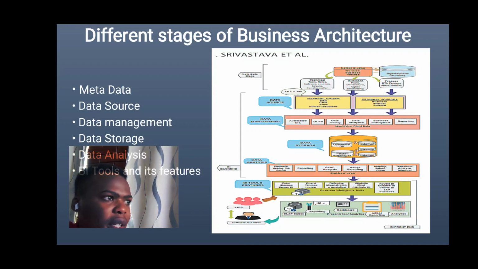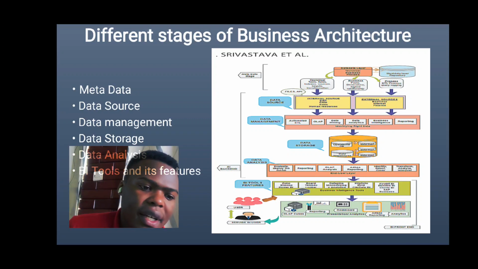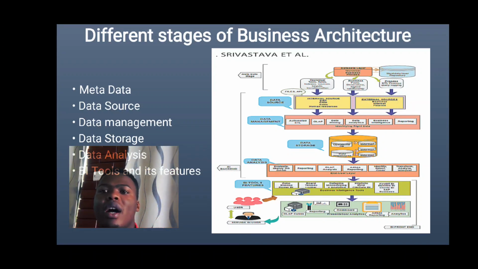And then we also have another stage which is called the business tools and its features. Now we shall see different tools. For example, we have the Microsoft Power BI. These tools help in analyzing the data and then forming different features. For example, you have tools which can analyze data into different graphs, let me say into different tables, among others. So that's the final stage of business architecture.